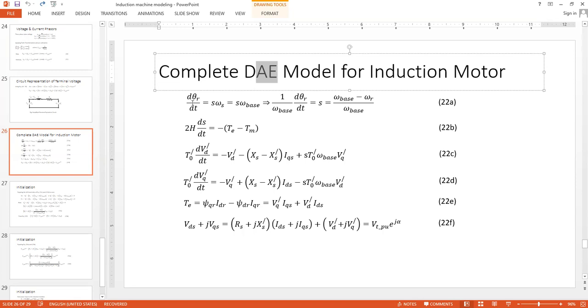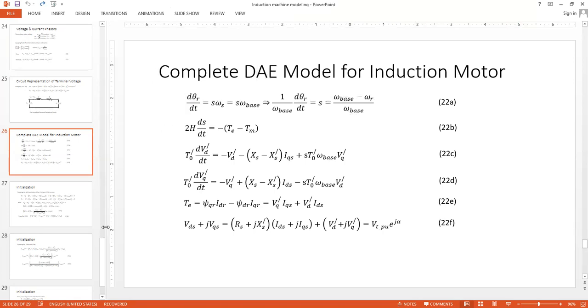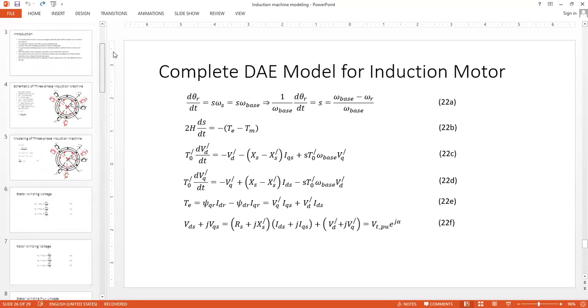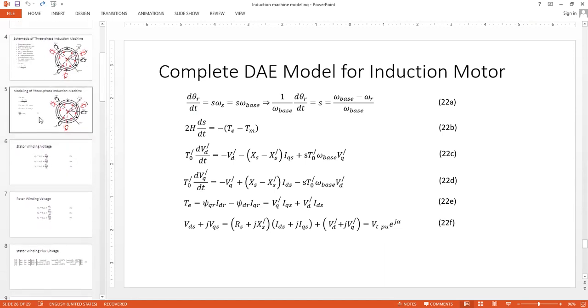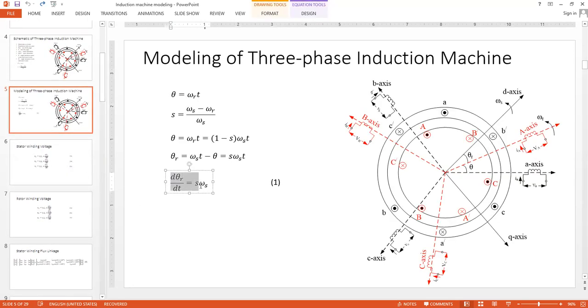So to start with, what is the first equation? This equation was actually discussed probably 2 classes ago. So let us try to recall it. This was the first equation mentioned in slide number 5. So you can see d theta r over dt is s omega s. Okay. So this was our first equation.